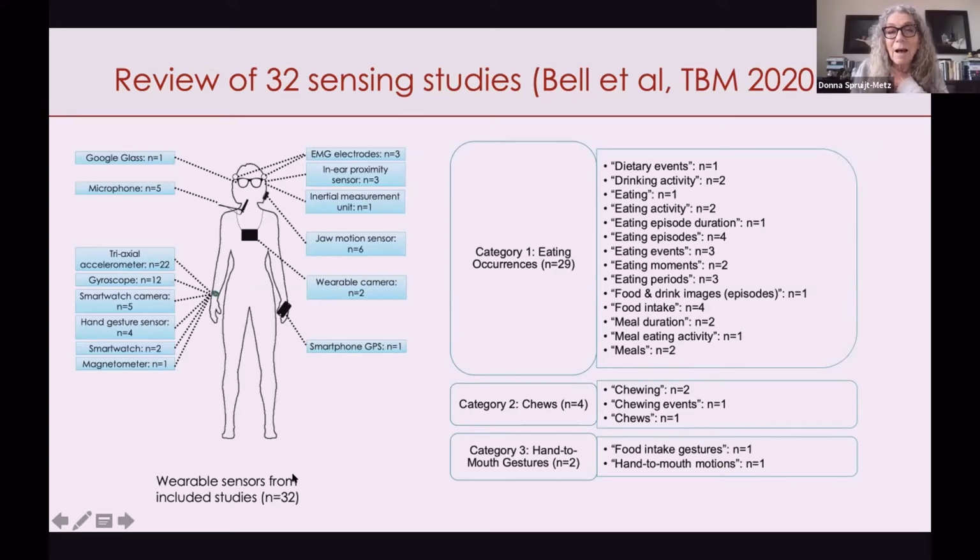And we could not do the kind of review that we wanted to do because there was no agreement on terminology. So in the category that she finally made of eating occurrences, dietary events, drinking activity, eating activity, eating episode duration, eating episodes, eating events, all of these things, that's what they called them. But in the end, we didn't know what was packed into that often. So this makes it very, very difficult in the field because indeed we are using all sorts of different sensors to try and describe the same or similar behaviors. So we have to be very clear about what it is that we're describing.